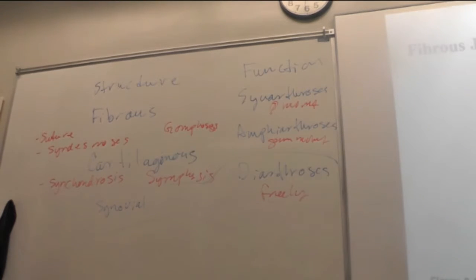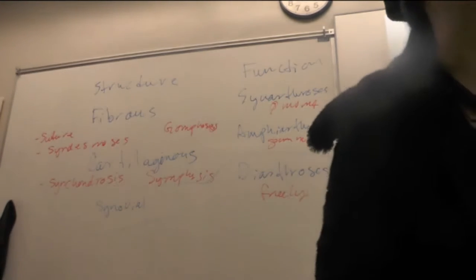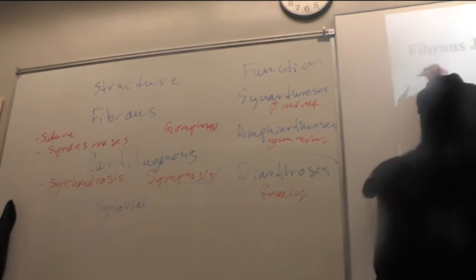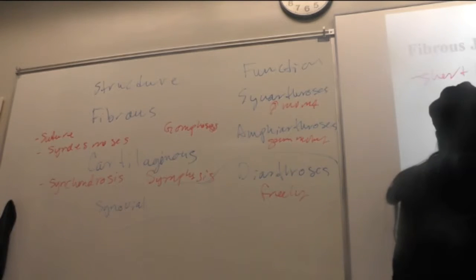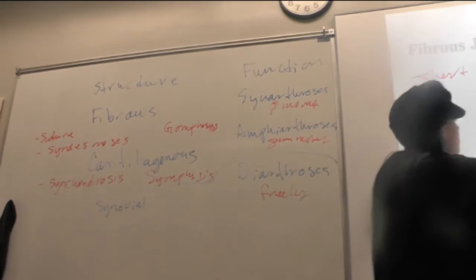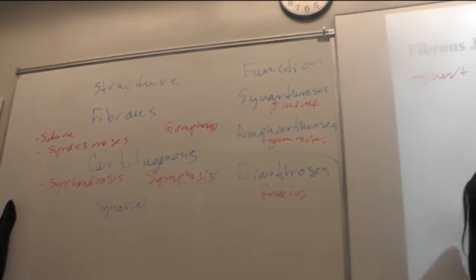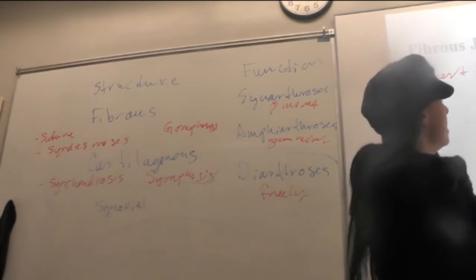So, okay, suture. Who had suture? All right, what's a suture? It's only found in the skull. It's short interconnecting fibers, and it holds basically the skull together. Yeah, so it's little tiny bands of fibrous connective tissue, so that's what makes it a fibrous joint.